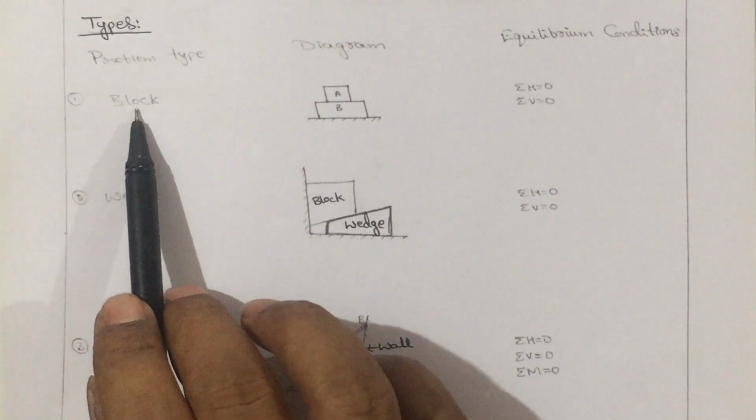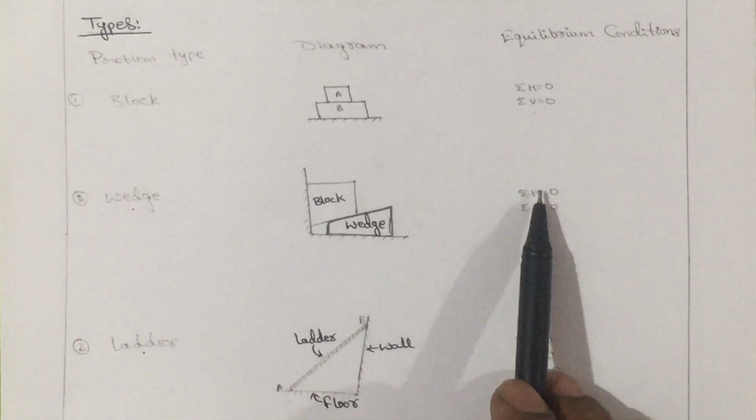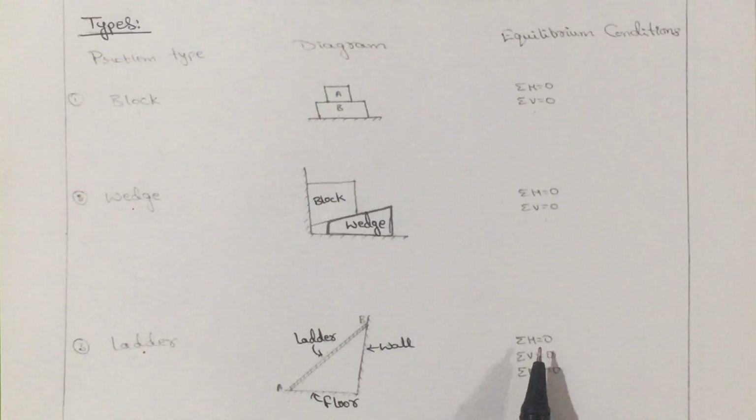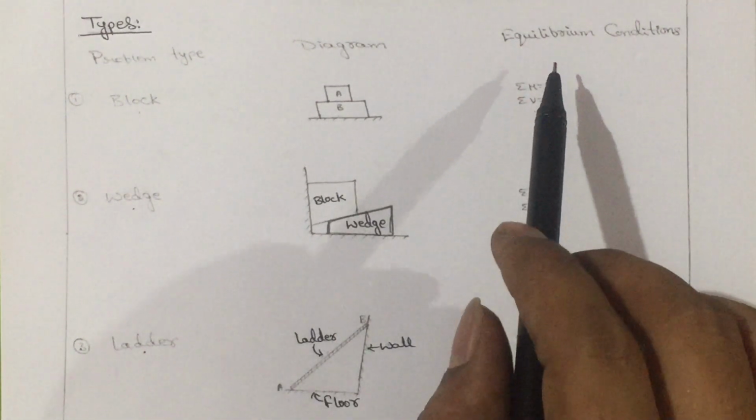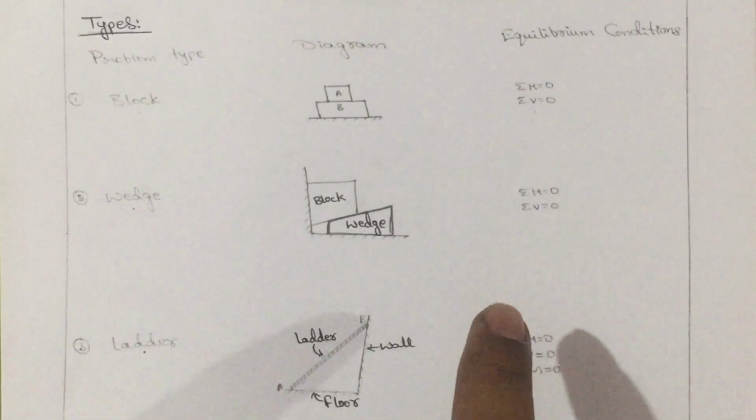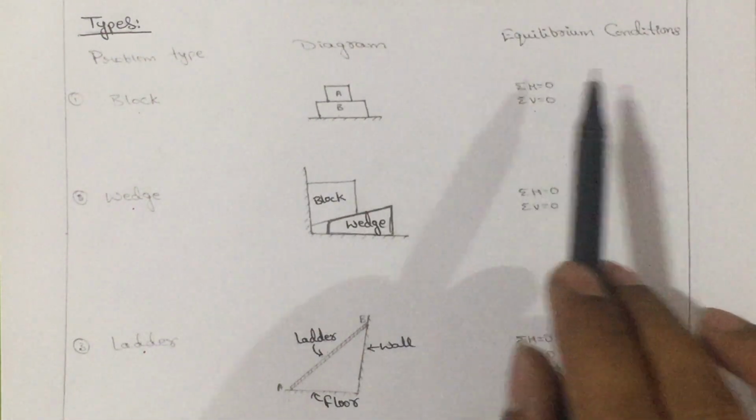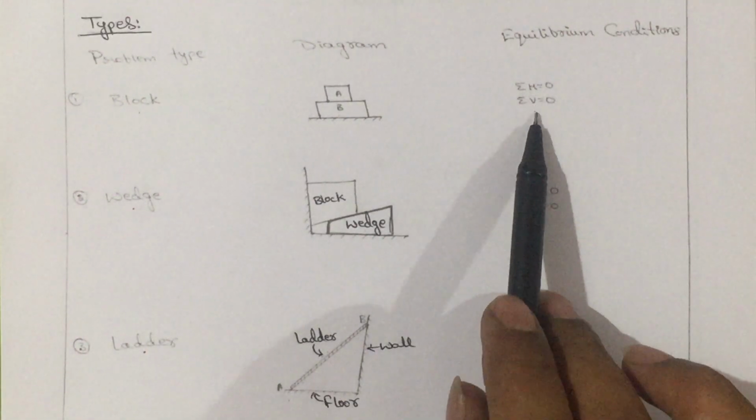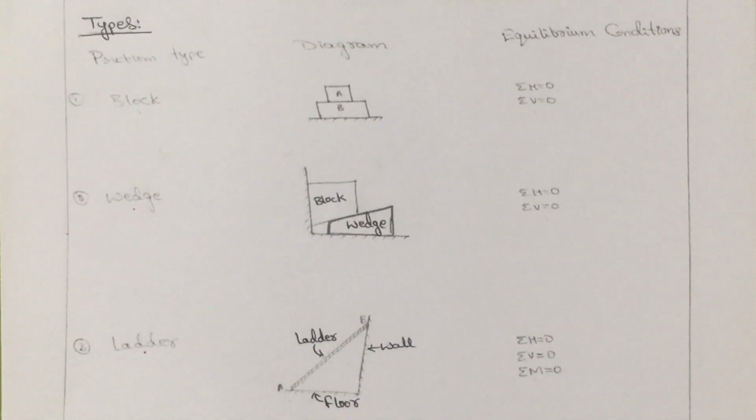To solve block problems, we make use of sum of horizontal forces zero and sum of vertical forces zero. Wedge problems, horizontal zero, vertical zero. Then for ladder problems, we make use of three conditions: horizontal, vertical and moment should be zero. Please remember this. There are three types of problems, and we solve them either by using Lami's theorem or the equilibrium conditions, whichever is suitable. Using equilibrium conditions, for block and wedge, only two conditions: horizontal zero, vertical zero. For ladder, three conditions: horizontal, vertical and moment should be zero.